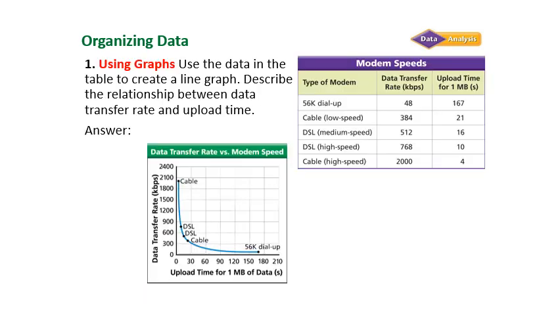If we're going to organize it, we could put it into a line graph. And as we plot these on here, we can see how the data table works as far as data rate versus upload time. Because as we can see here, the higher the data transfer rate, the upload time will be lower. So again, this is an inverse relationship because the big numbers have smaller corresponding numbers. On the flip side, the small numbers have big corresponding numbers, relatively speaking.